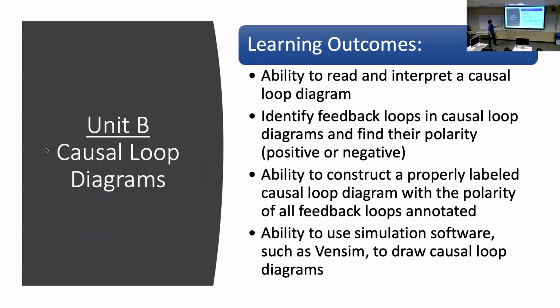So causal loop diagrams. In this Unit B, we start to actually diagram out the things that are in our head. This was a tool for us to write those things out so that we can understand what variables are important, what to leave out, what to leave in, and do things like identify feedback loops. That's really important here, and that requires us to label our causal loop diagrams.